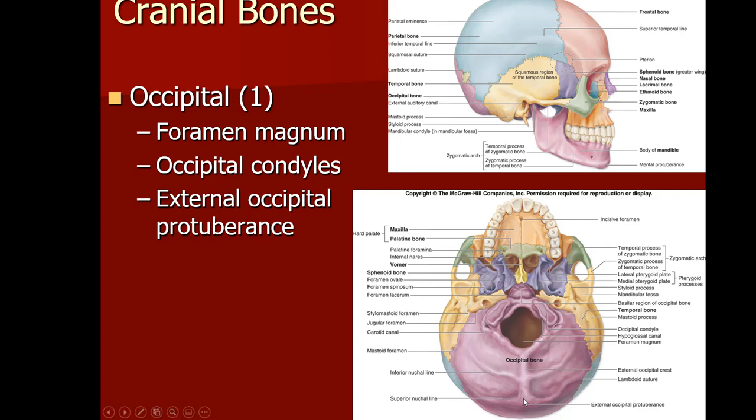Then we have this bump in the back of the head. This is called the external occipital protuberance. So it's a bump in the back of the head. This is relevant because, one, we do have some muscles that attach there, but also this is good if you're trying to tell between male and female skulls, so sex differences between skulls. Males have a bigger external occipital protuberance compared to females.